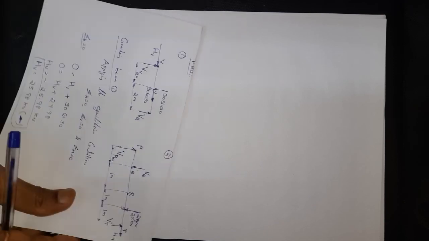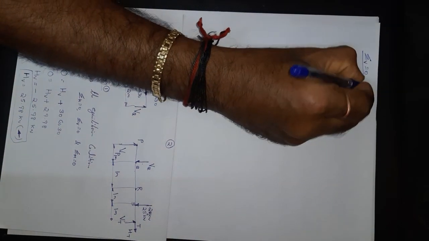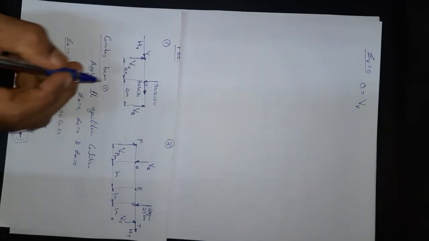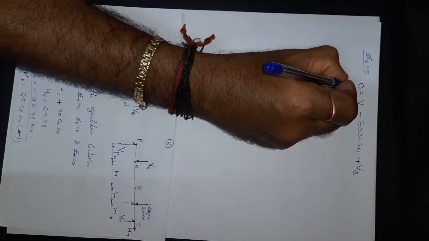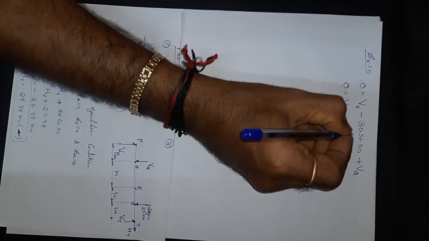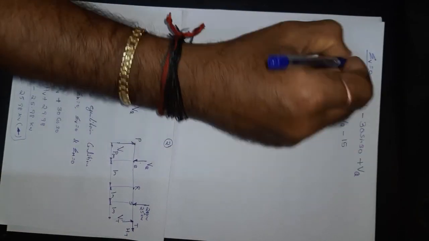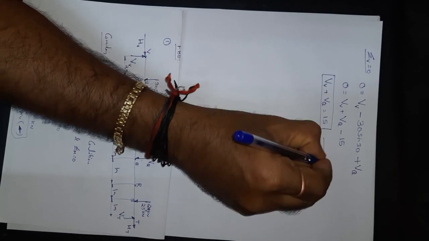Next, I need to find the summation V value. Summation V equal to 0. 0 equal to vertical forces. Look at here, VV, which is pointing towards the positive direction. So VV. And this 30 sin 30, which is pointing towards negative sign, so minus 30 sin 30, and VQ, which is pointing towards the positive y direction, so plus VQ. So 0 equal to VV plus VQ minus 30 sin 30, which is 15. So this can be written as VV plus VQ equal to 15. Let me take this as equation number 1.